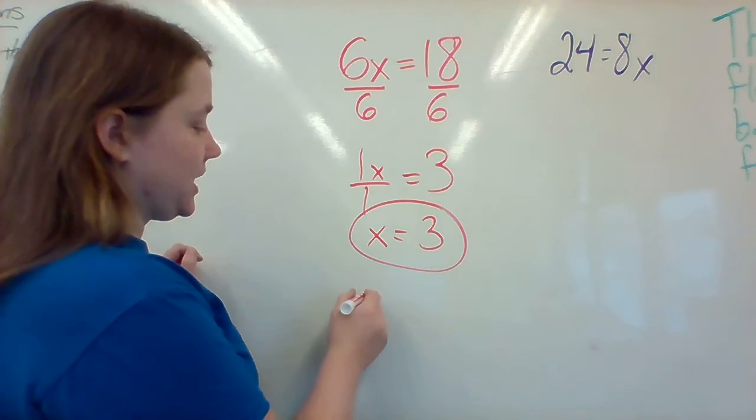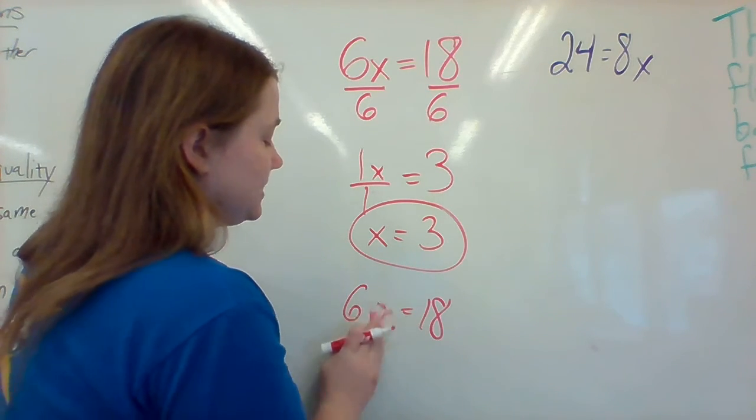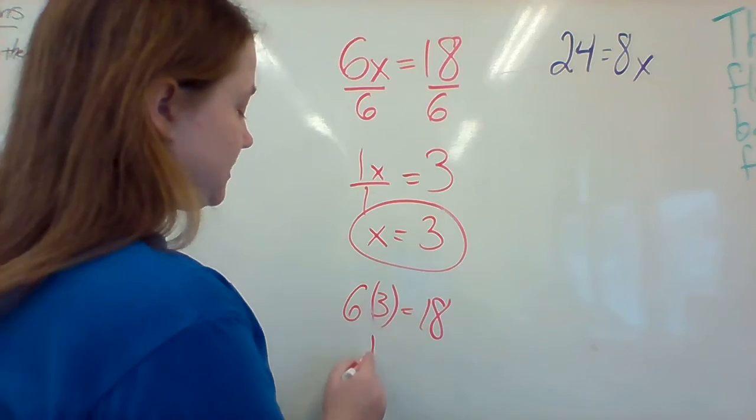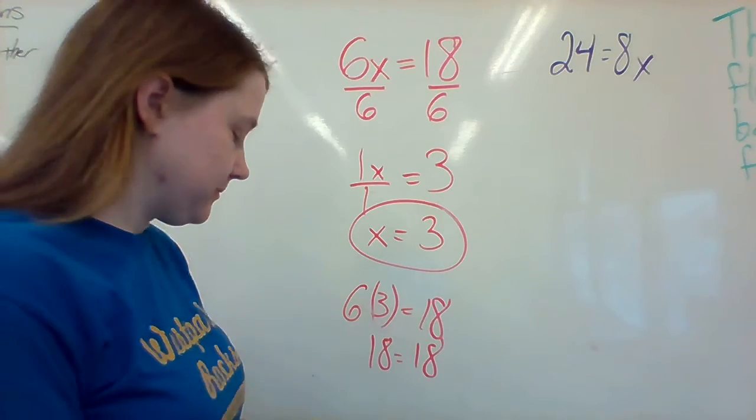Let's go ahead and check this. I have 6x equals 18. Take out the x, put in the 3. 6 times 3 is 18, and 18 equals 18, so I know that I have the right answer.